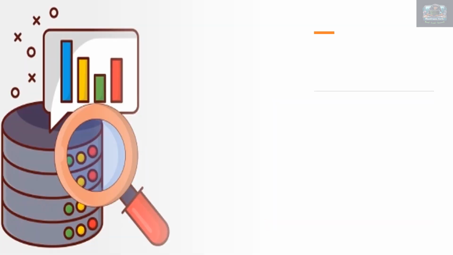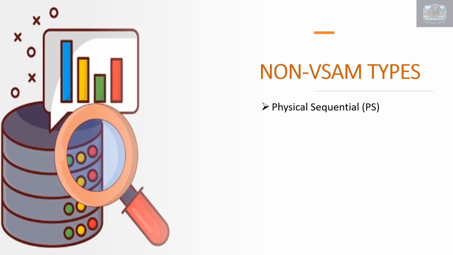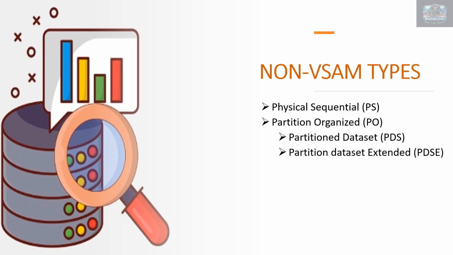Non-VSAM dataset types, part 1. The first type is non-VSAM. In this, the datasets can be divided into 2 parts: sequential, which is physical sequential, and partitioned, which is partition organized. In partitioned, we have 2 types: partitioned dataset and partitioned dataset extended.